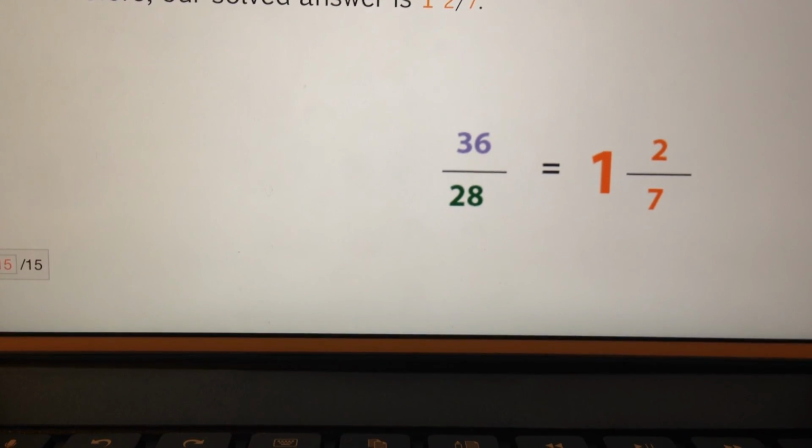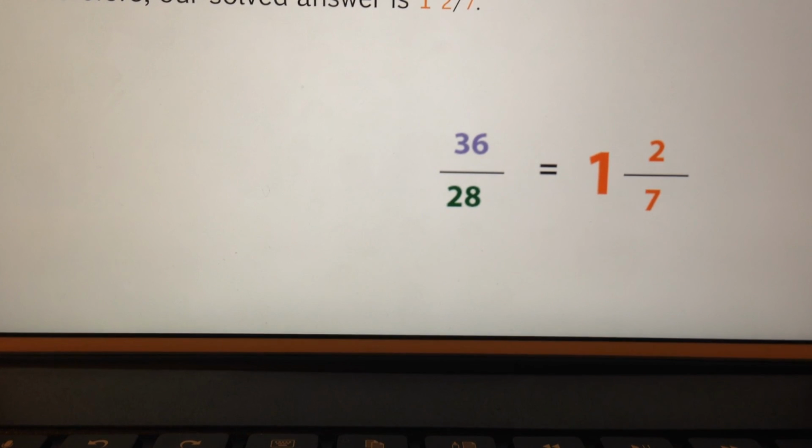So that was solving for mixed numbers, multiplying and dividing mixed fractions.